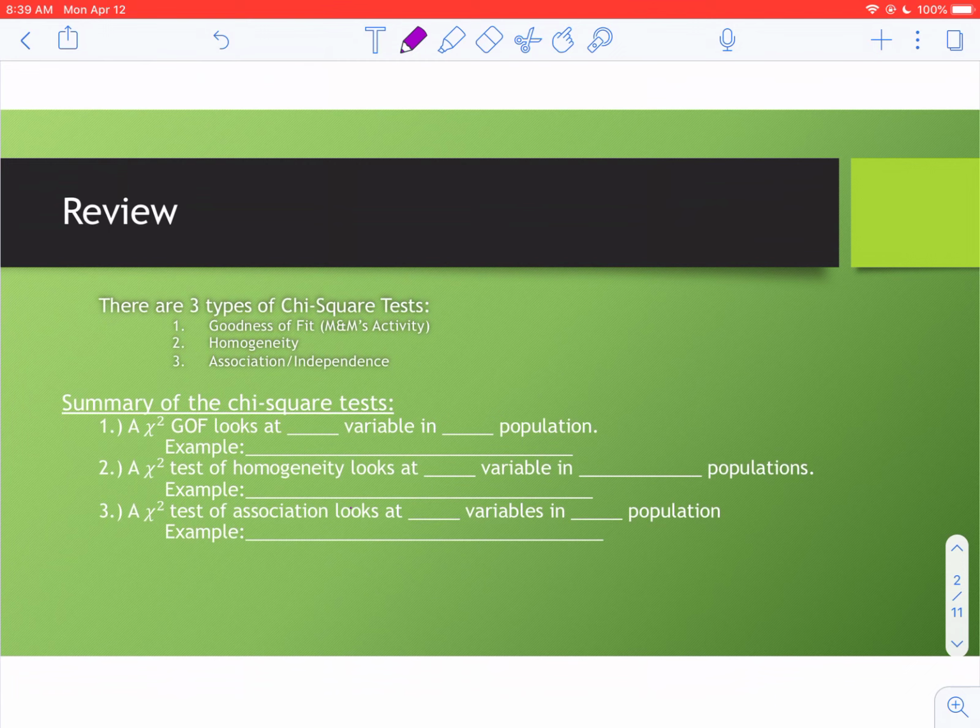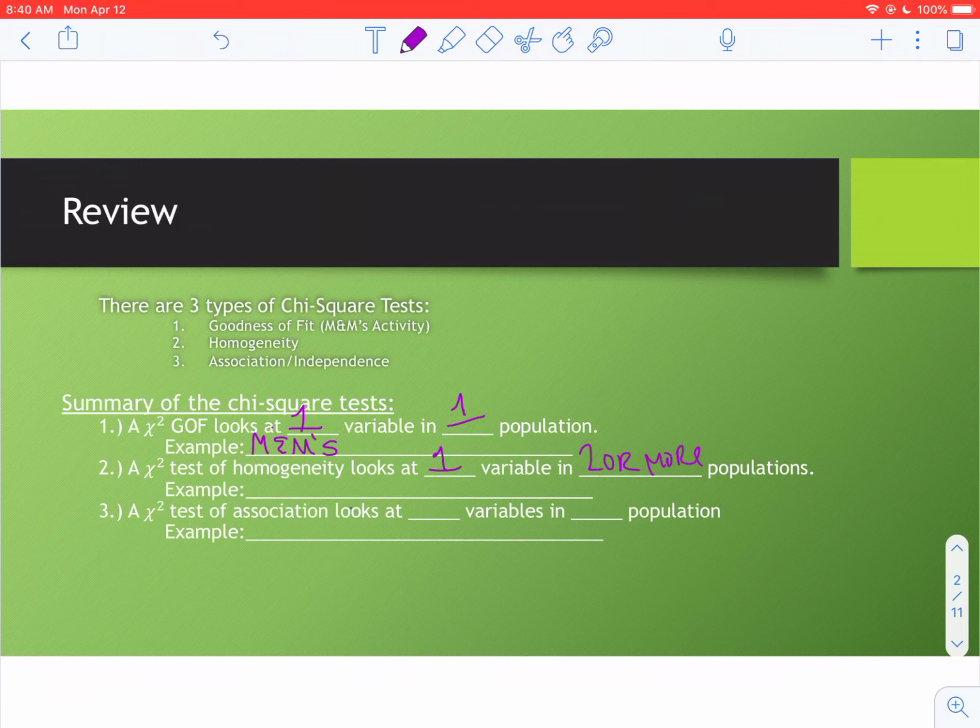And just to see the difference between them, a chi-squared goodness of fit test looks at one variable in one population and sees if that population fits a claimed distribution. So that example is like the M&M's example, where our one variable was the color of M&M's and our population was all M&M's everywhere. So we are trying to fit a claimed distribution. Today we're going to be talking about a chi-squared test of homogeneity that looks at one variable in two or more populations.